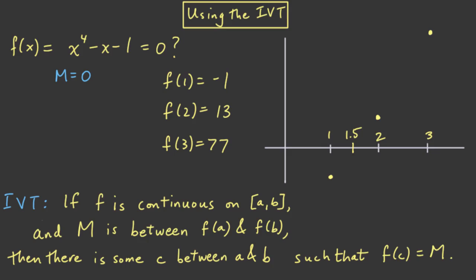But if all you care about is there a root somewhere, then we already have our answer. The answer is yes, there's at least one root between x equals 1 and x equals 2. Whether there are roots elsewhere, like maybe between 2 and 3, we don't know. But there definitely is at least one between x equals 1 and x equals 2.